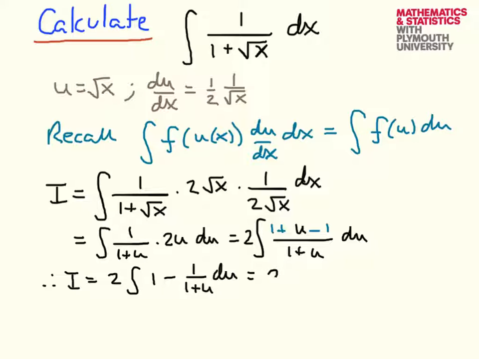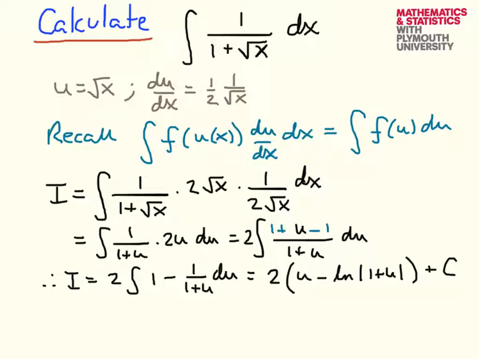And this is 2 times, let's open a bracket, 2 multiplies everything, the integral of 1 is u, minus, and now the integral of 1 over 1 plus u is the natural logarithm of the modulus of 1 plus u. Close the modulus, close the brackets, and this is an indefinite integral, so there is an unknown integration constant. What we do now is rewrite this in terms of our old variable, our initial variable x, because we've been able to do the integral.